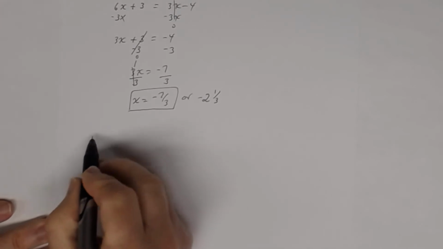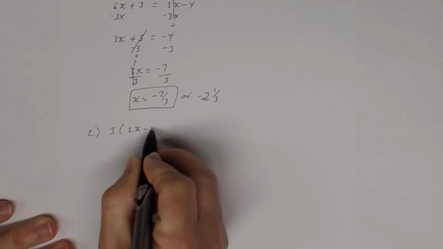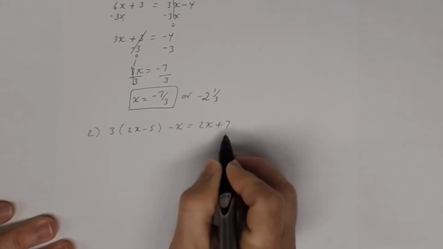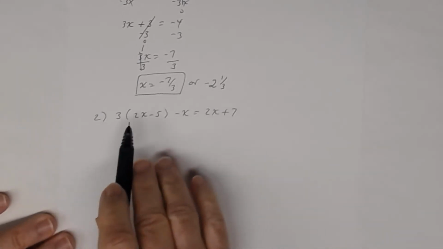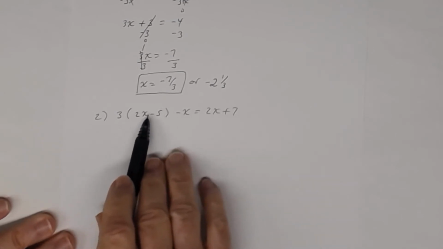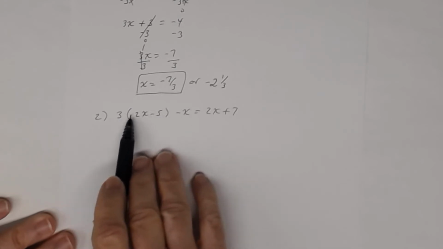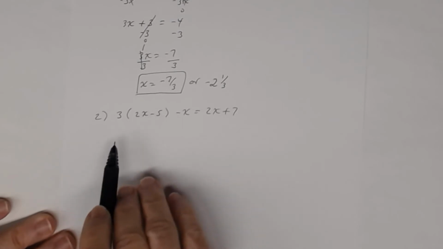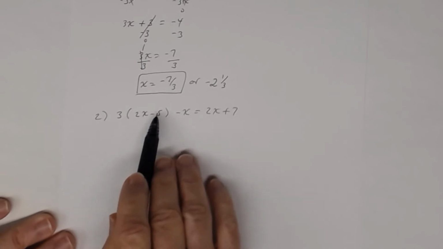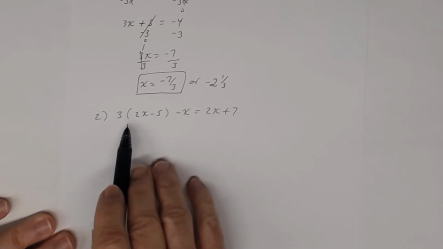Now, in the second equation, number 2, we had this equation, 3 times 2x minus 5, in parentheses, minus x equal 2x plus 7. All right, so this is not a difficult one either. No fractions are involved, no decimals are involved, but you do have parentheses here. So remember, when you read this, this reads as 3 times this quantity that's in here, this expression, that's 2x minus 5. And so the first thing we have to do is get rid of these parentheses. And so we're going to multiply every term that's inside the parentheses by this 3. And that's, remember, the distributive property.